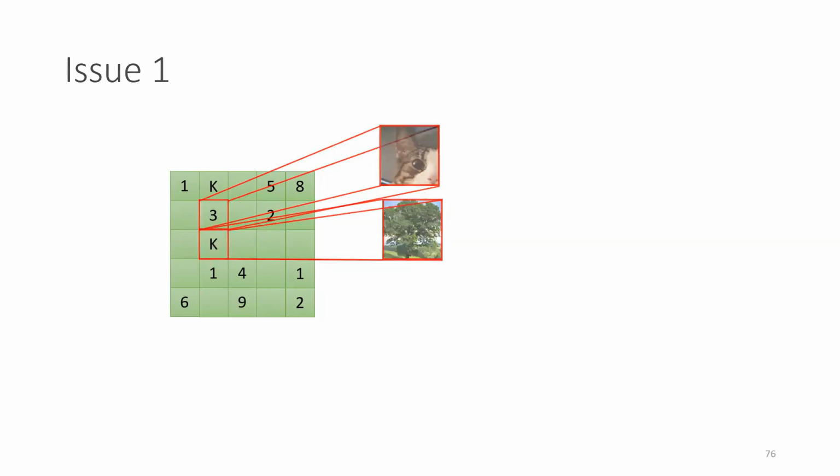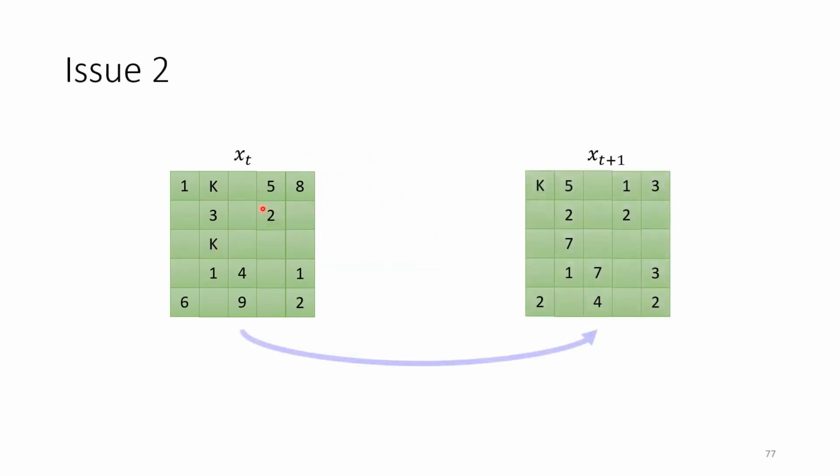That's one issue. The second issue is that, let's say we have xt and xt plus 1. These are two adjacent steps in the diffusion process. In this process, we have no idea which tokens were replaced. Here I have shown you the tokens that are replaced in red, but the model has no way to know at this current stage which tokens were replaced. So what is the issue with that?